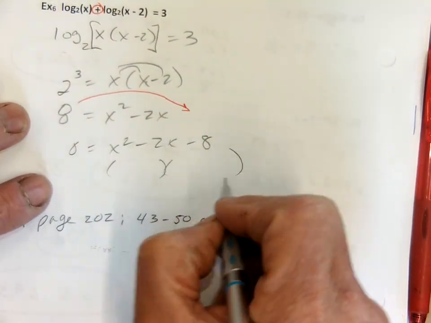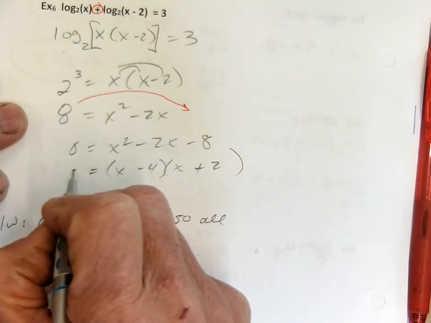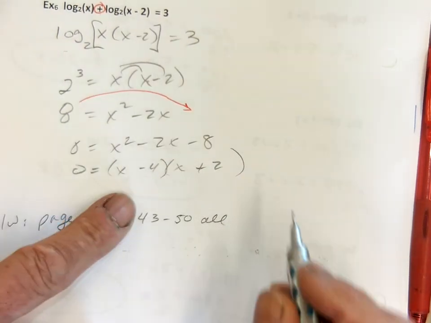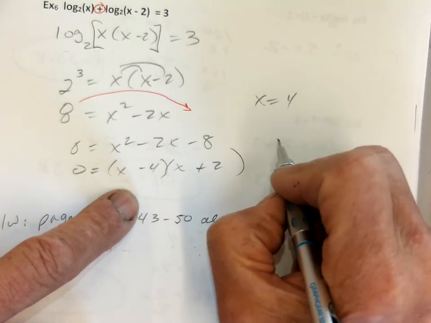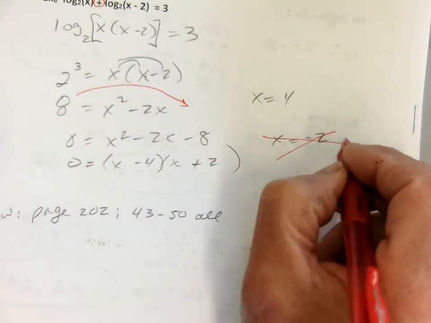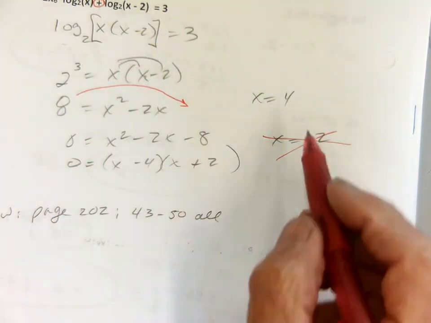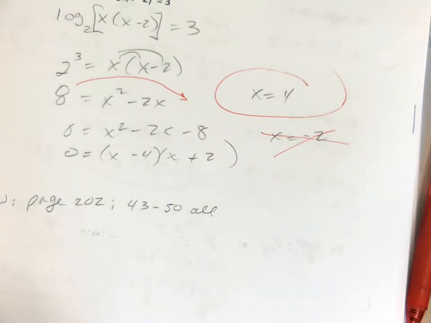Looks like it does factor. How about a minus 4 and a positive 2? Those are the mini equations. If I solve for both, I'll have x equals 4 and x equals negative 2. And aha, you're probably thinking we can't use the negative 2. You're correct, because the log can't equal negative 2, but 4 will work. Okay, so just 4.